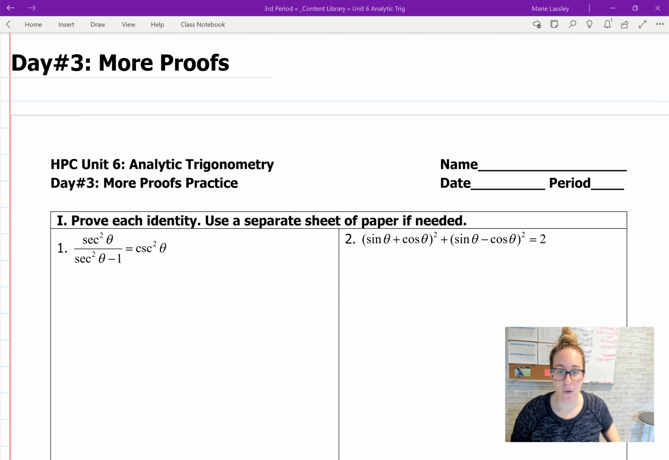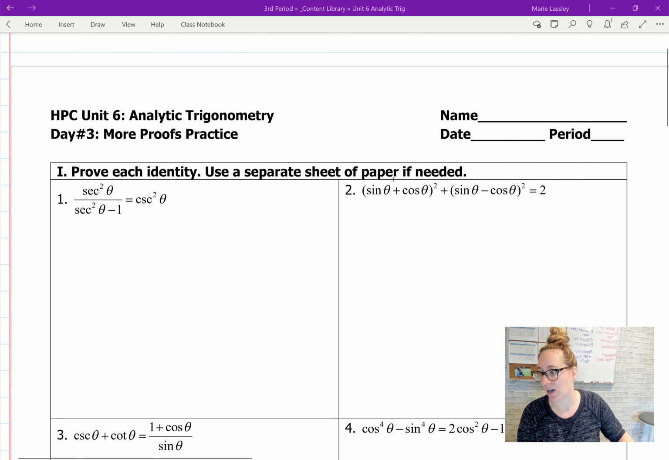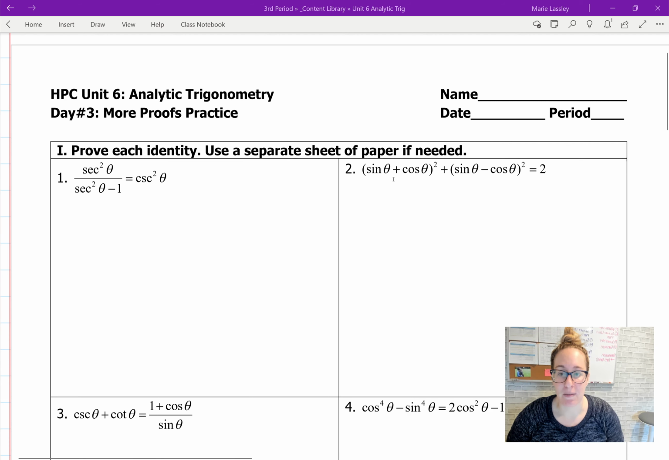Okay, so here we go. Okay, so like I said, we're on this day 3 more proofs practice. Remember, this is not something that you're turning in. This is just extra. But I'm just going to go through these problems. So we'll start with just number 1. All right.